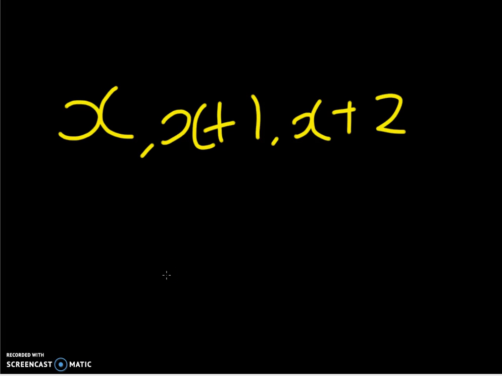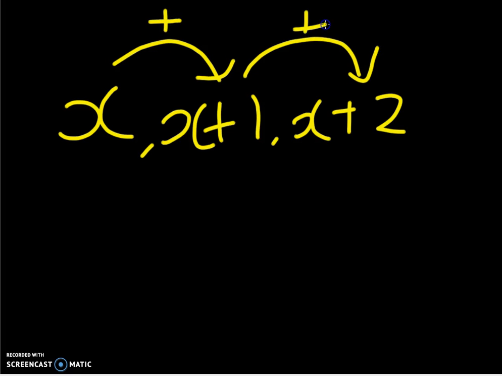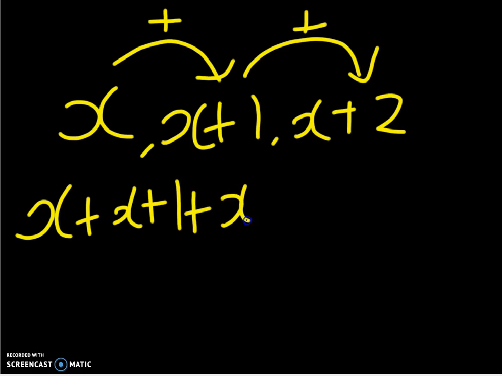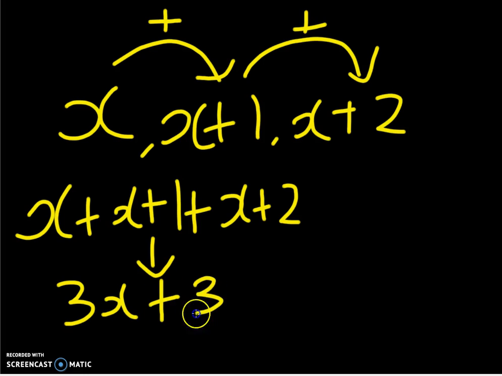Now, let's add it all up. Since they say the three numbers add up to make 72, we need to add these three numbers. So, ordinary math: x plus x plus 1 plus x plus 2. We get x and x make 2x, 2x plus x makes 3x, and 1 plus 2 makes 3. So 3x plus 3 equals 72.